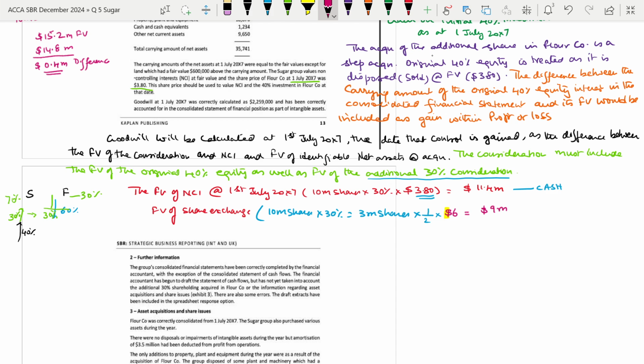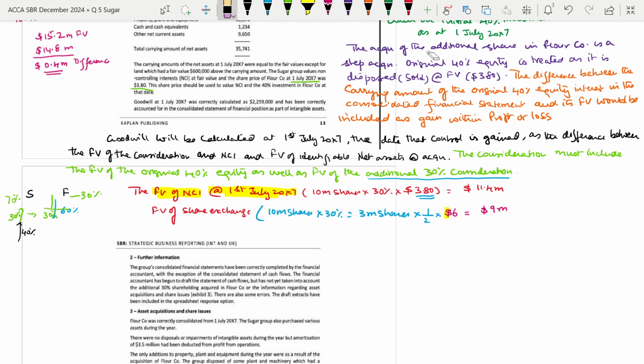Is it right? This is what it says. I will put it like this: this is the fair value of NCI. The fair value of NCI as at 1st July. Where will we use this one? You don't put this as cash, okay? This is the fair value. We will take the cash at a later stage. The fair value of NCI on 1st July: 10%, 10 million shares, 30%, it is there.